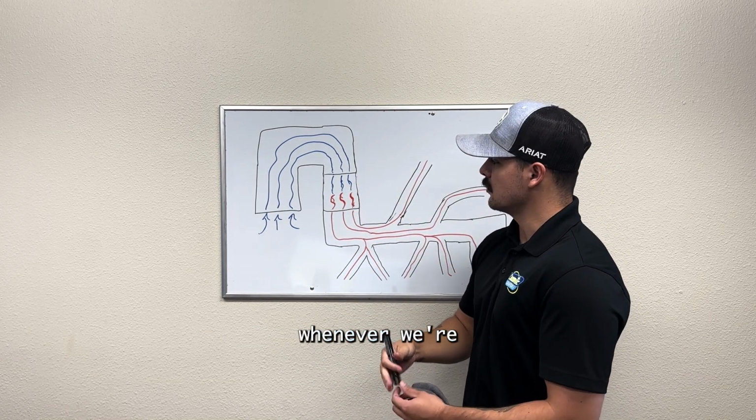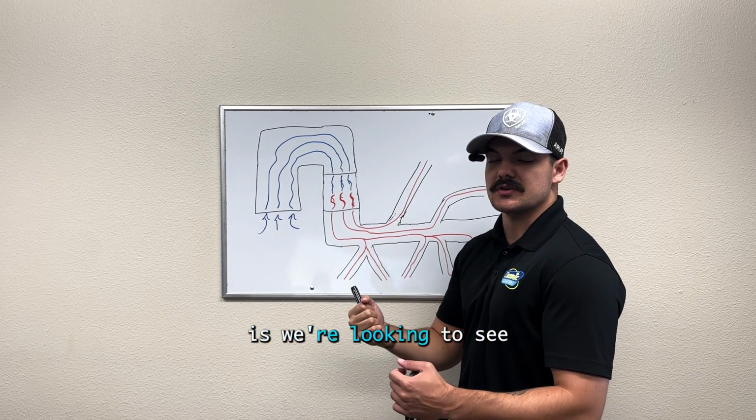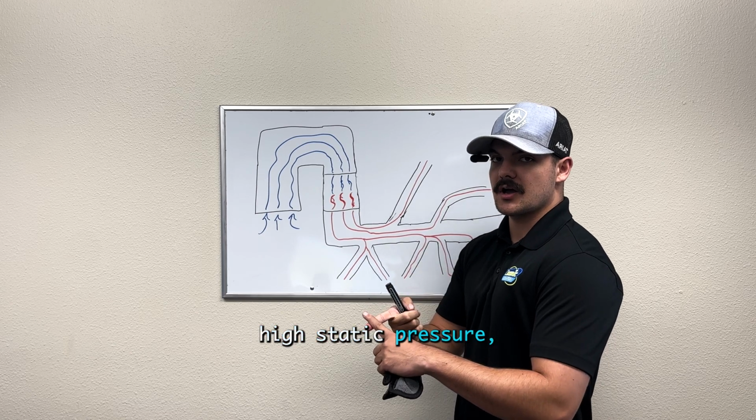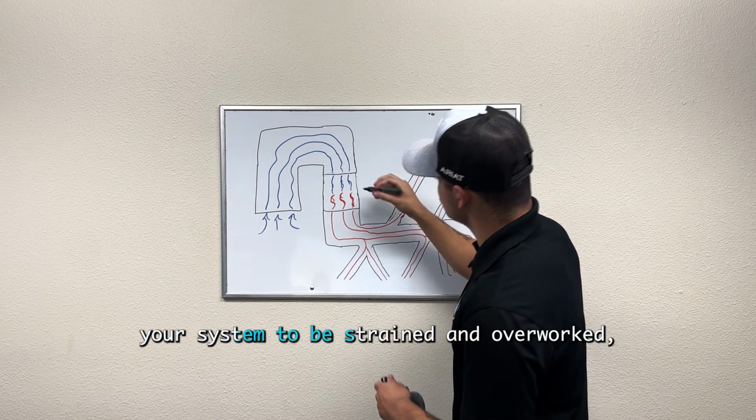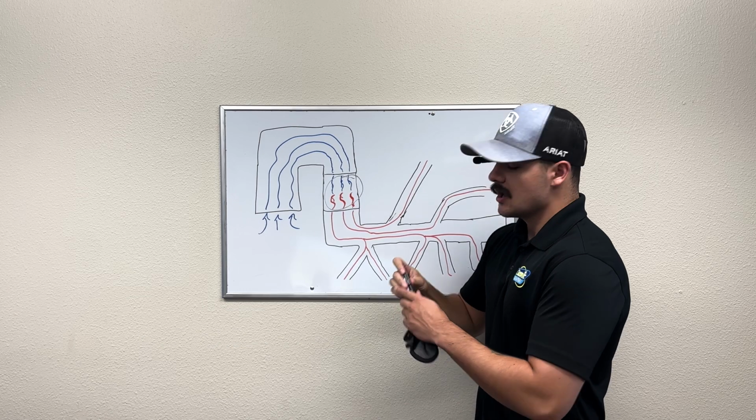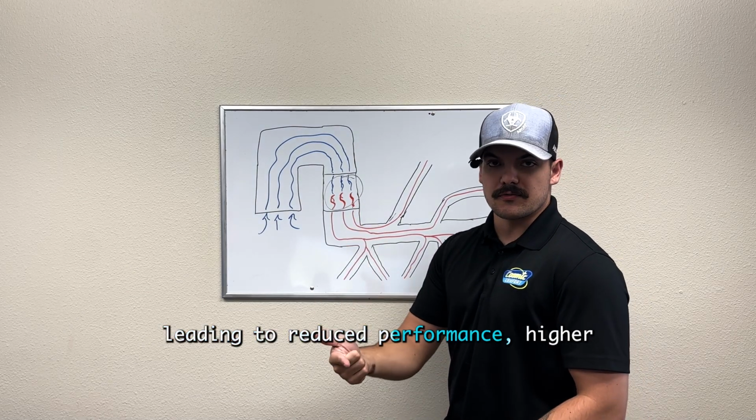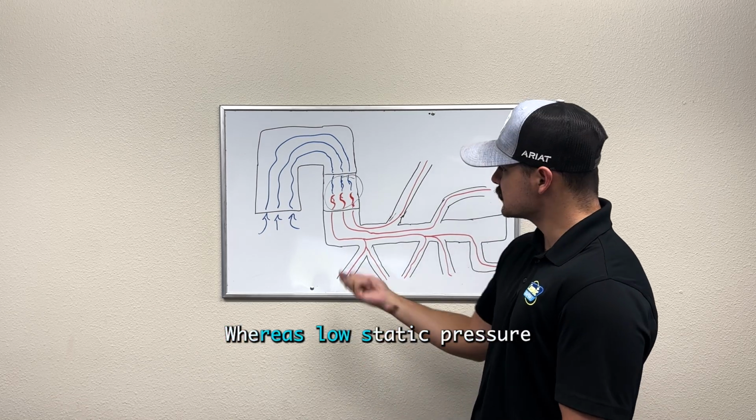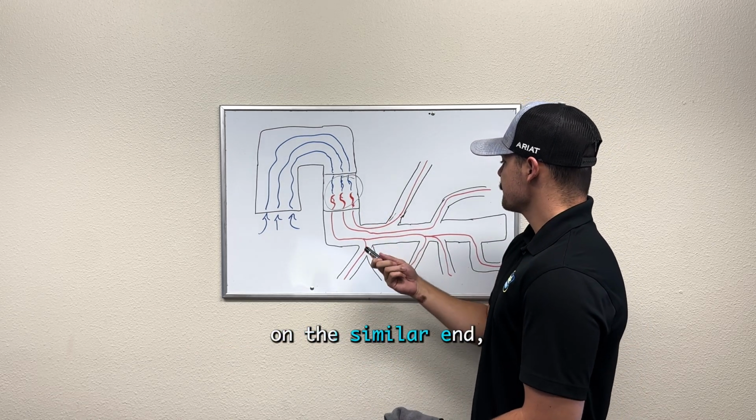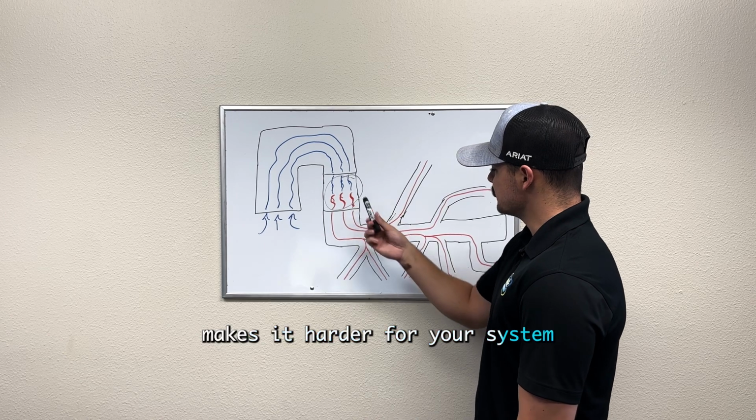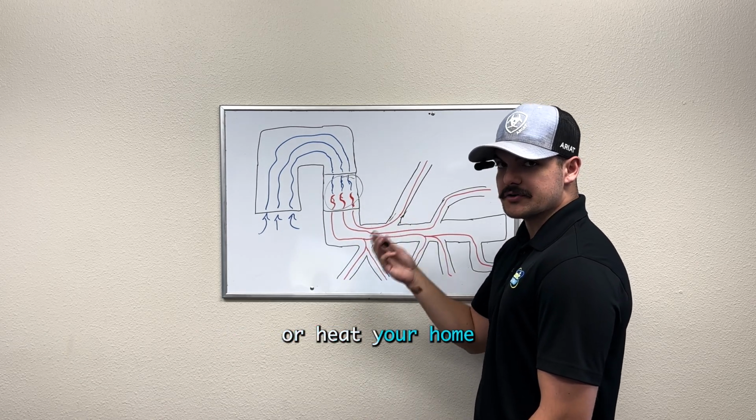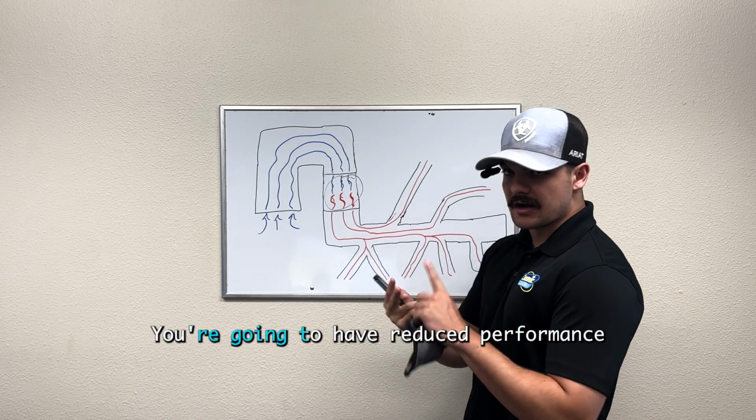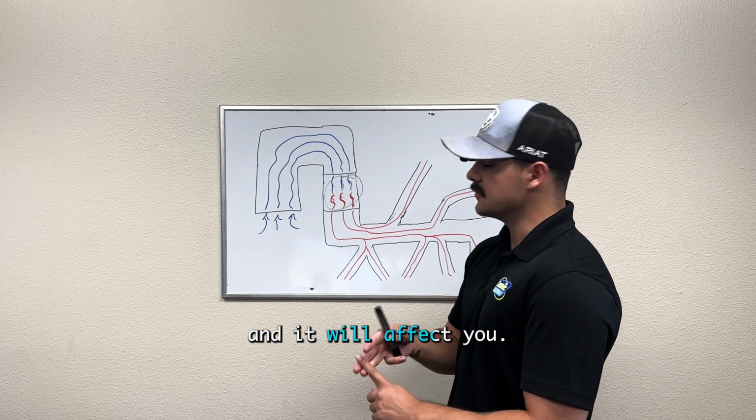And what we're looking for whenever we're measuring static pressure is we're looking to see if you have high static pressure or low static pressure. High static pressure can cause your system to be strained and overwork, leading to reduced performance, higher energy bills, and eventually premature failures. Whereas low static pressure on the similar end makes it harder for your system to actually properly cool or heat your home. So your comfort is going to be lacking significantly. You're going to have reduced performance and it will affect you.